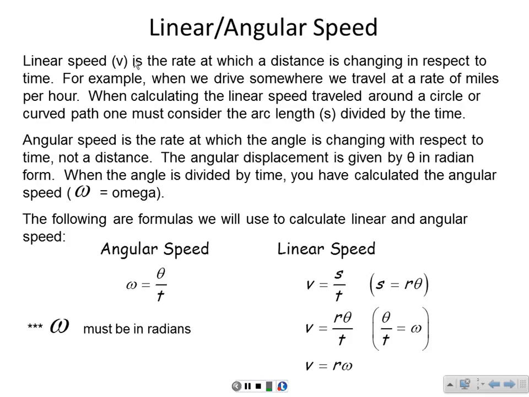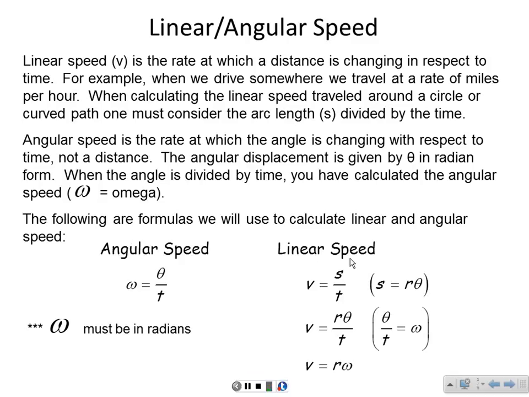by time. So we're going from linear speed, straight line, to a rotational speed, and so we have to have arc length in there. Now, angular speed is the rate at which the angle is changing with respect to time, not a distance. Okay, it's the angle. So the angle that's changing with respect to time, not your distance. The angular displacement is given by theta in radians. Remember, theta has to be in radians. When the angle is divided by time, you have calculated the angular speed denoted by omega. So when you see omega, you are talking about angular speed.